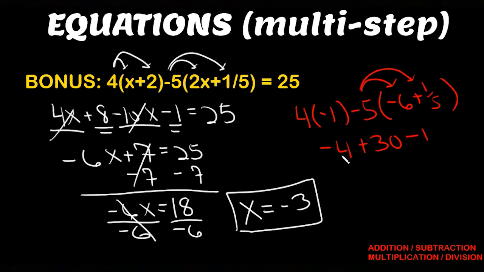And now what happens? Well, negative 4 plus 30 will give you positive 26, and then 26 minus 1 will give you 25, right? So this one does check out, and so we just did a quick mental check there just to prove it out. So that is multi-step equations.